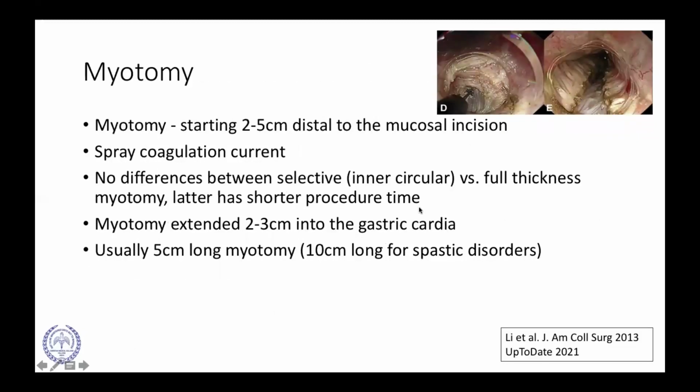Myotomy is the third step, and we start at 2 to 5 centimeters distal to the mucosal incision. A spray coagulation current is used. There are no differences between a selective inner circular myotomy versus a full thickness myotomy, although the latter has a shorter procedure time. The myotomy is extended again 2 to 3 centimeters into the gastric cardia. The myotomy is usually 5 centimeters long. In spastic disorders, it can be about 10 centimeters.